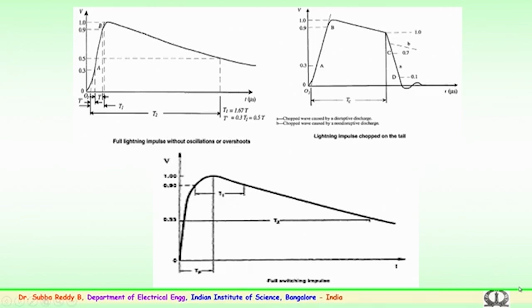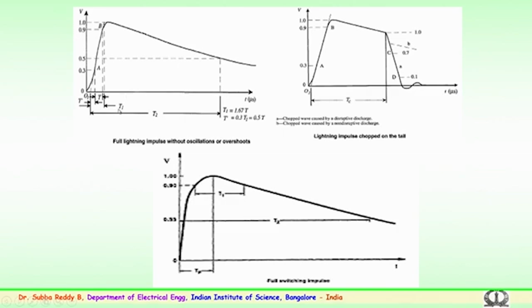So, as discussed, we were talking about the over voltages which happen in the transmission. Here are a few examples which have been given. The first is the lightning impulse or a lightning surge which occurs in the transmission, how it looks. The second is the lightning impulse chopped wave, and third is the switching impulse. So, we will look at them one by one.